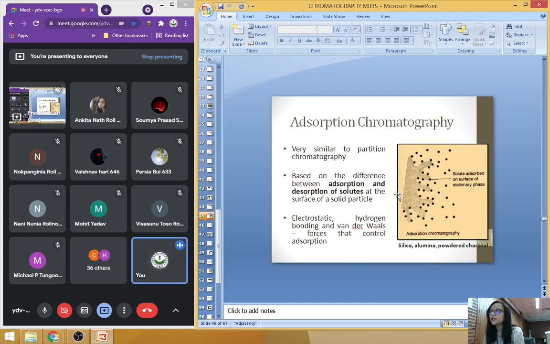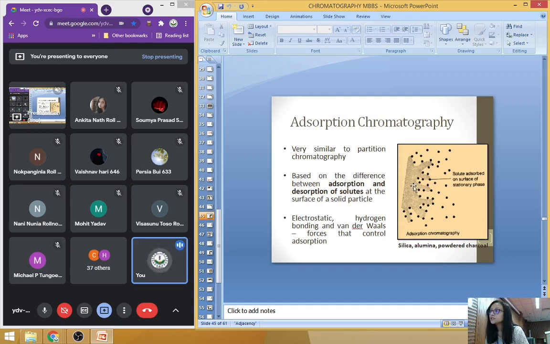Then another is adsorption chromatography. From the name itself, you can understand it is based on the principle of adsorption. This is very similar to partition chromatography. So the solutes will be adsorbed on the solid particle, and the removal of the molecules is known as desorption. This adsorption will be based on various forces such as electrostatic force, hydrogen bonding, and van der Waals forces. These forces will control the adsorption.